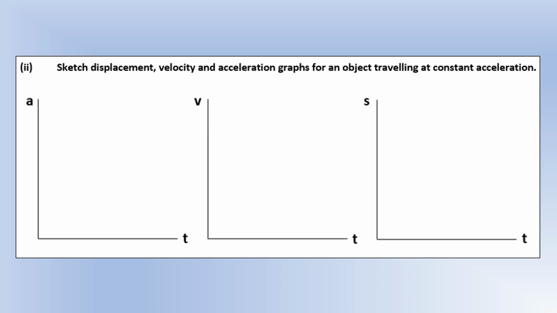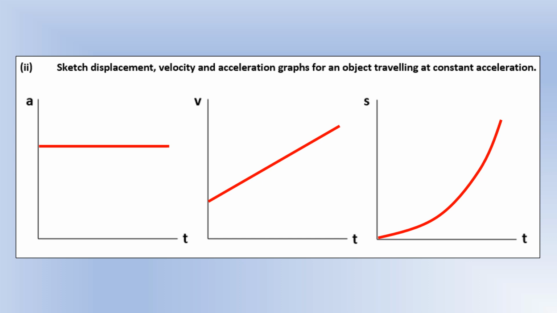Sketch displacement, velocity, and acceleration graphs for an object traveling at constant acceleration. Okay, so constant acceleration will be a horizontal line. That's going to mean the velocity versus time graph is a straight line because acceleration is the constant. And that's going to mean displacement versus time is going upwards because velocity is increasing, therefore the gradient of the displacement time graph must be increasing.